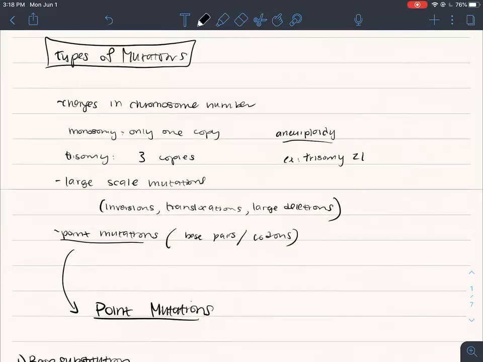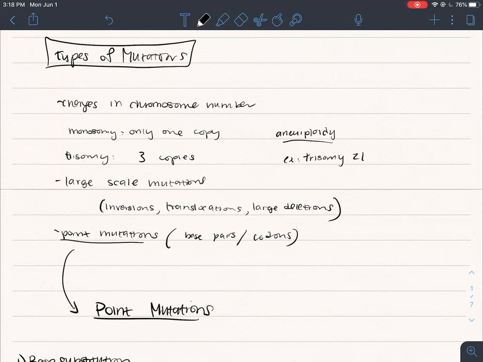And other large scale mutations could be inversions, translocations, or large deletions, especially in chromosomes. So like a change in the structure of a certain chromosome where things are found, or just a huge deletion of many genes in one chromosome. Those are types of global scale mutations.